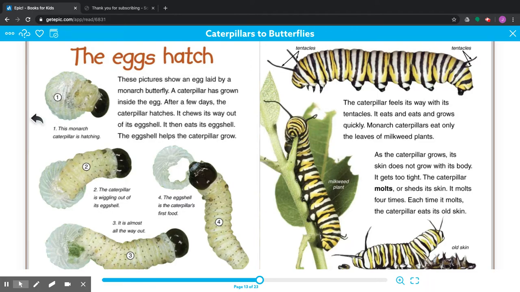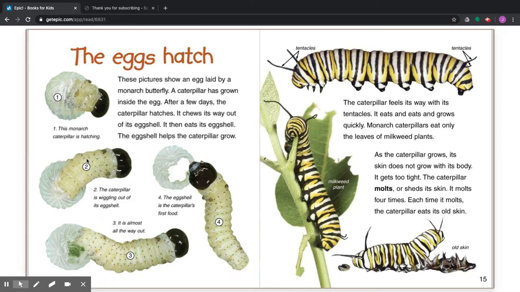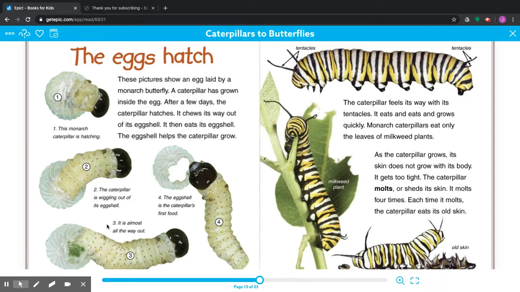So over here it says this monarch caterpillar is hatching. Down here it says this caterpillar is wiggling out of its eggshell. Number 3, it is almost all the way out. The number 4, the eggshell is the caterpillar's first food. Ew, I don't know how I feel about that. Okay, let's read over here now.